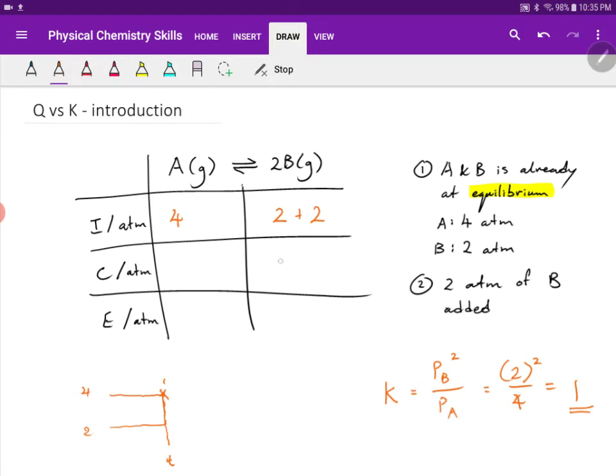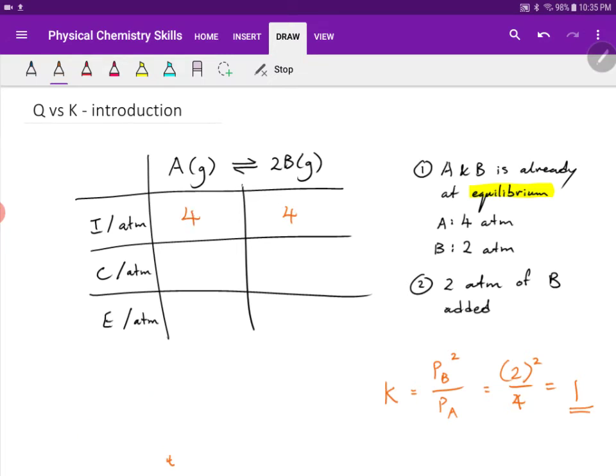But a very common mistake that many students make is they put plus 2 in the box of change, which is incorrect, because change means when the system is equilibrating, not whatever you add in. So when you add in 2 atmospheres of B, there is a new initial, an initial spike up. Alright, so this is our new initial over here. So I should have 4 of B and 4 of A at the start.